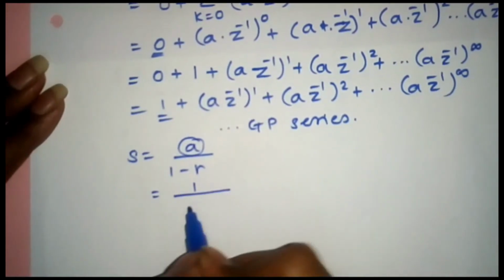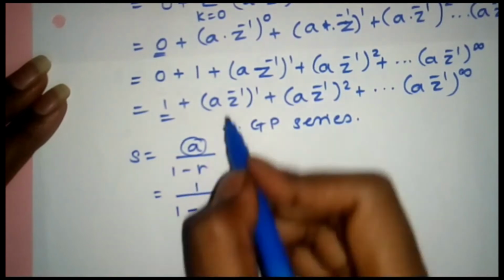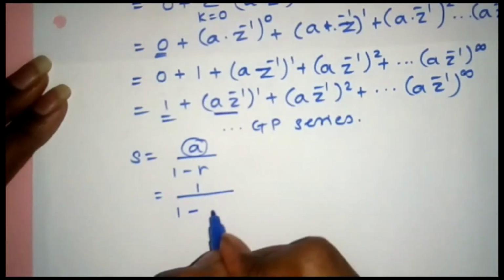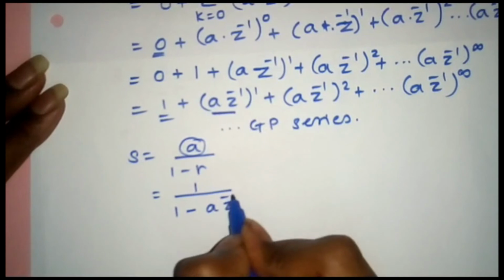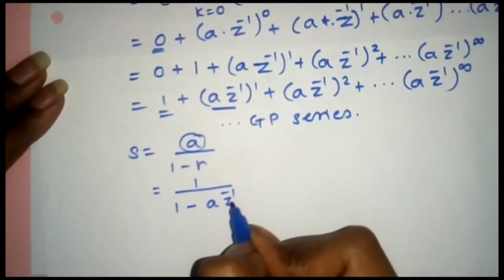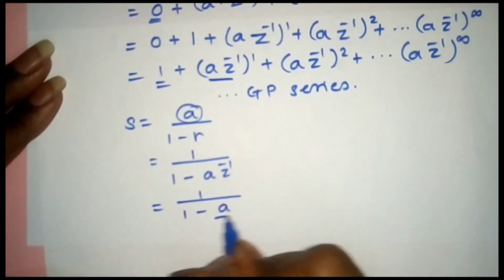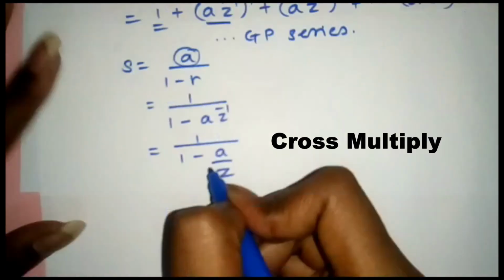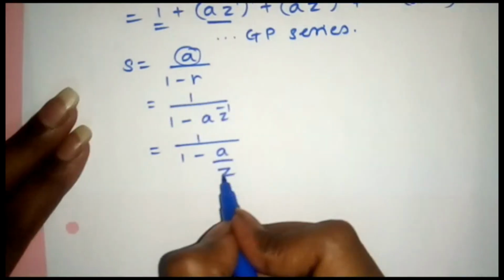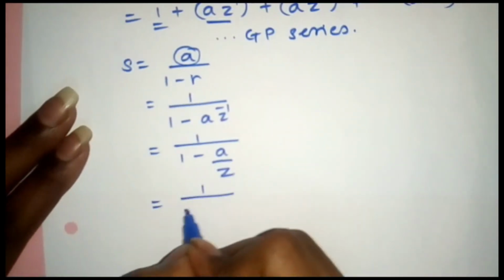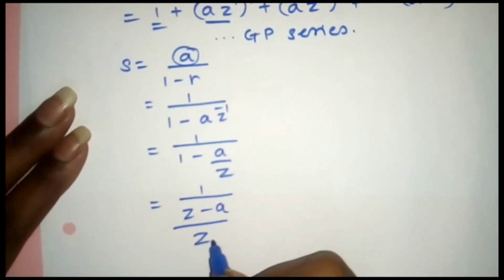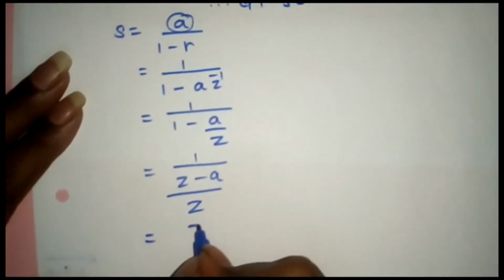It will be 1 upon 1 minus r, and r is this term, a z inverse. So we can write z inverse as 1 upon z, and it becomes 1 upon 1 minus a upon z. Z into 1 will be z, so it is 1 upon (z minus a) upon z. So this z can go upstairs. Now we get z upon z minus a. So this is the final answer.